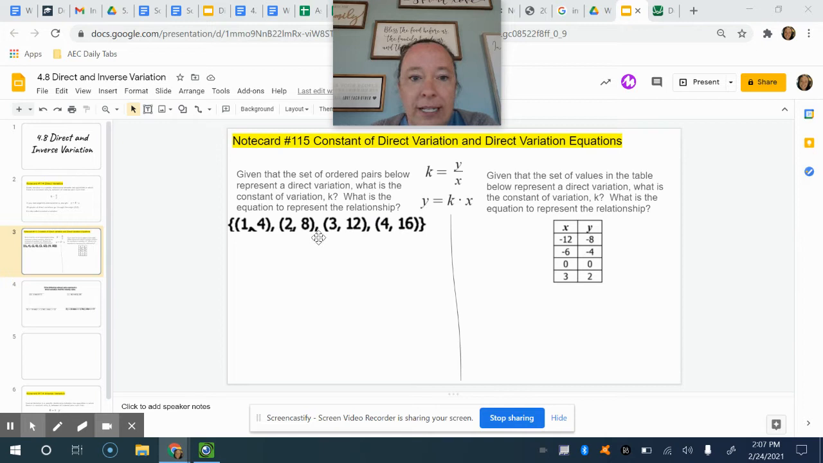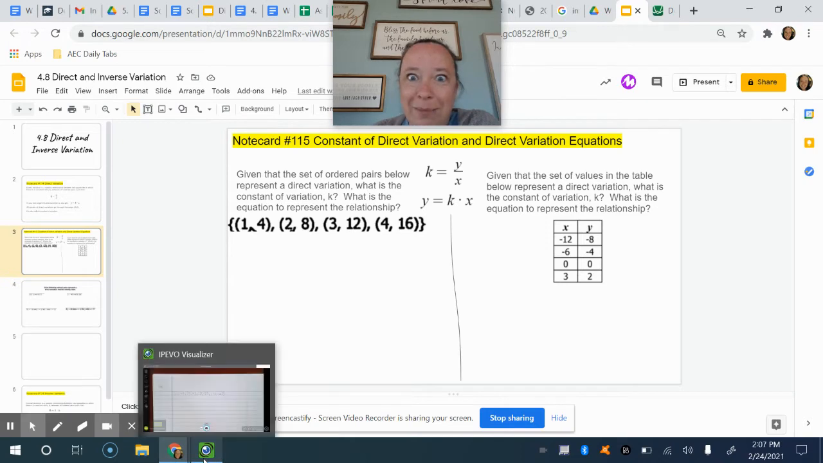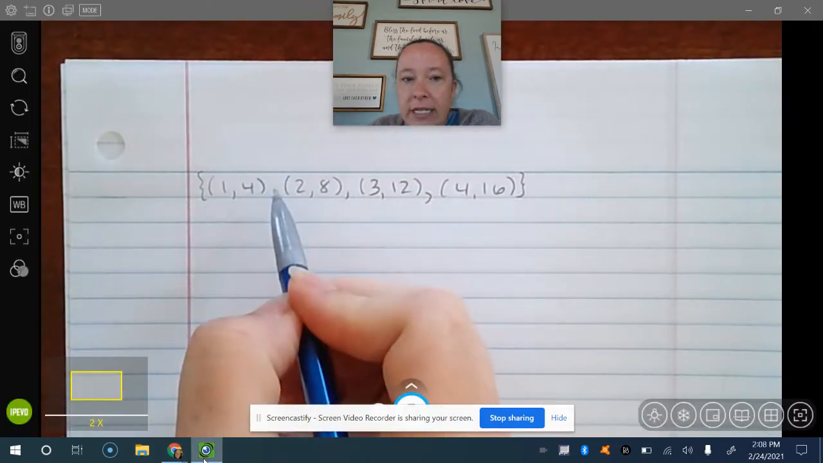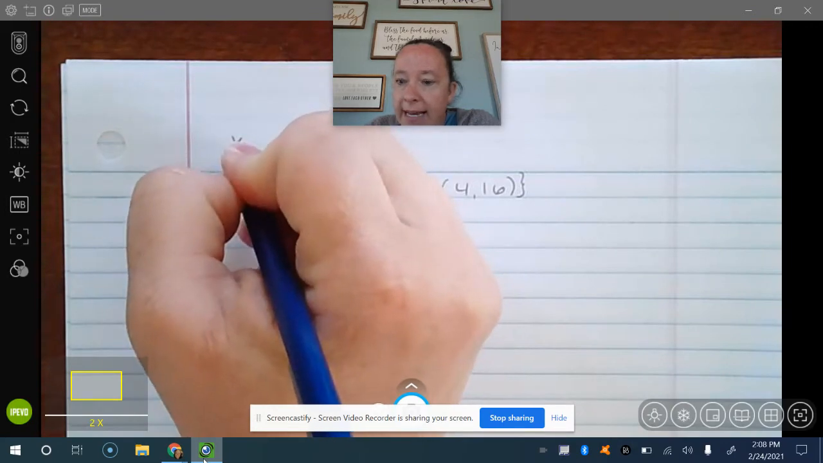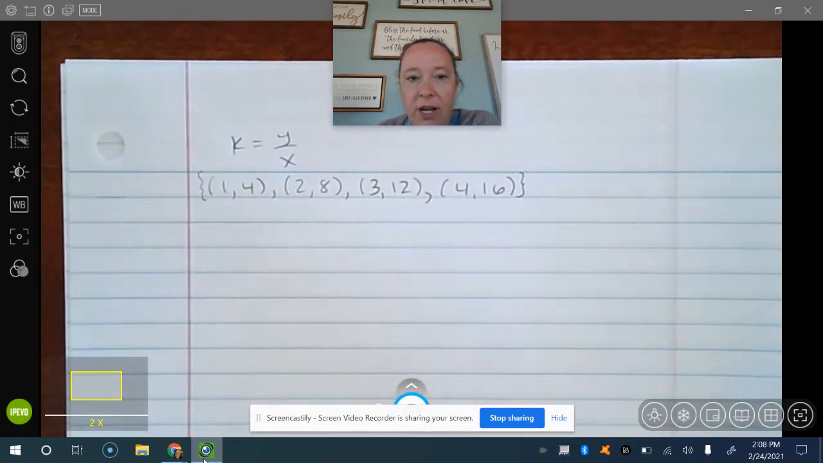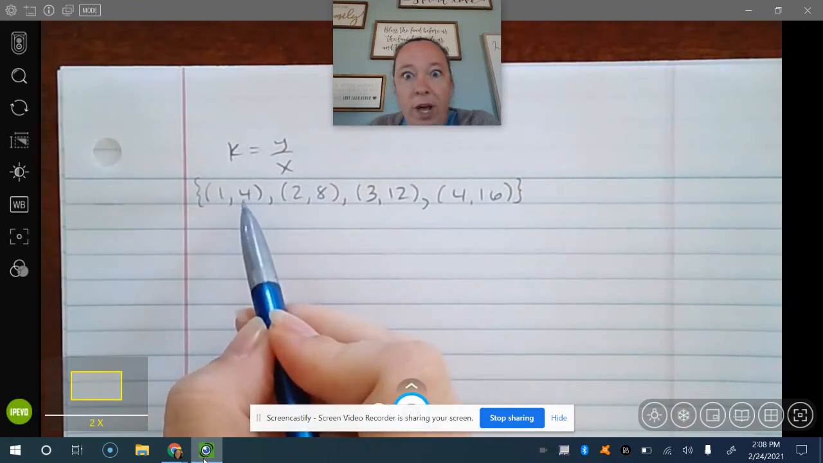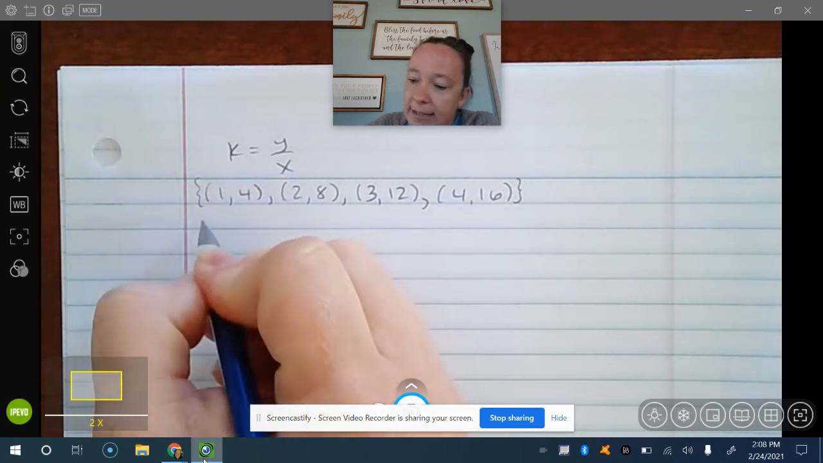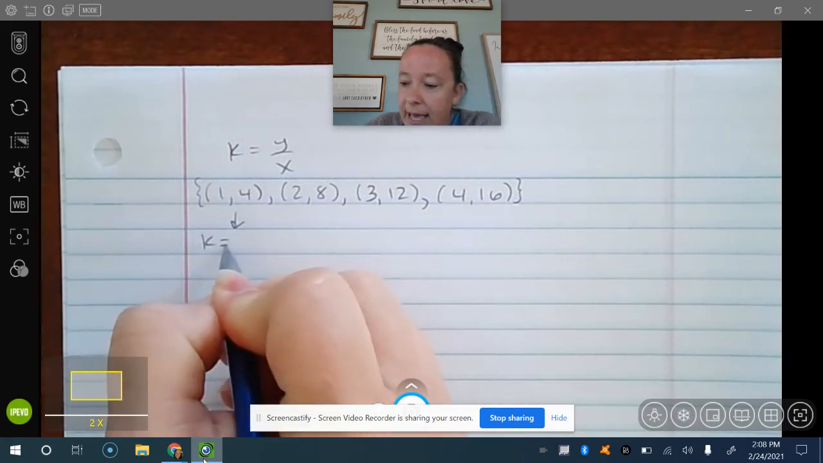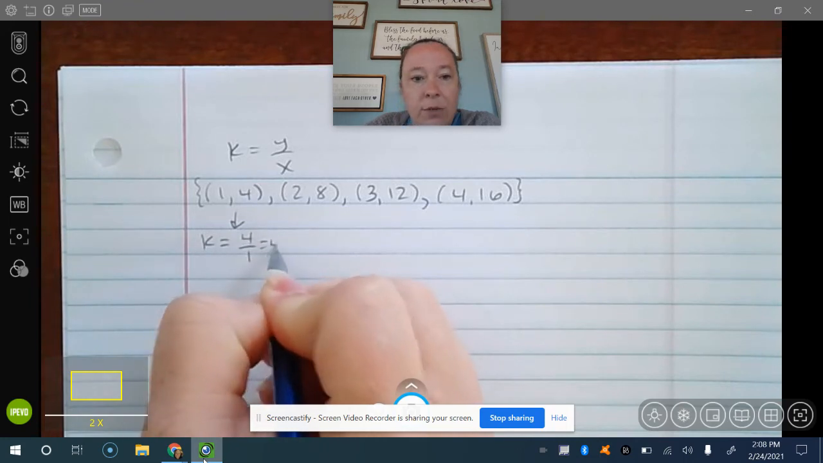Okay, so right here in this example, it says, given that the set of ordered pairs below represents a direct variation, what is the constant of variation k, and what is the equation to represent the relationship? Okay, so I'm back to my document camera. All right, so what do we need to do? Well, we know that k equals y over x. So if I need to find the constant, and I know that this is a direct relationship, I just have to pick one of the ordered pairs and do y divided by x. So I'm going to pick this one. K equals 4 divided by 1, that equals 4.